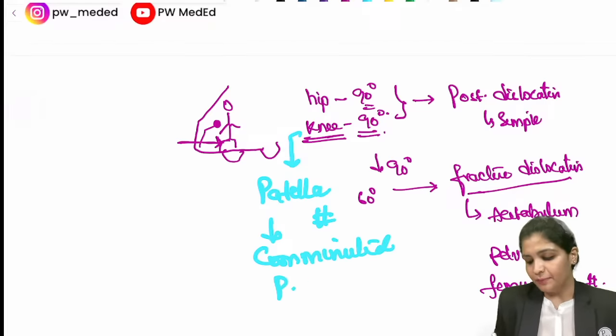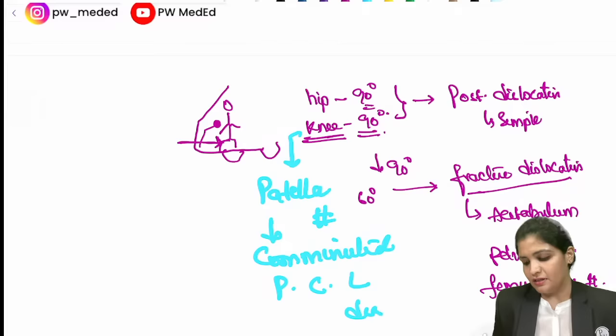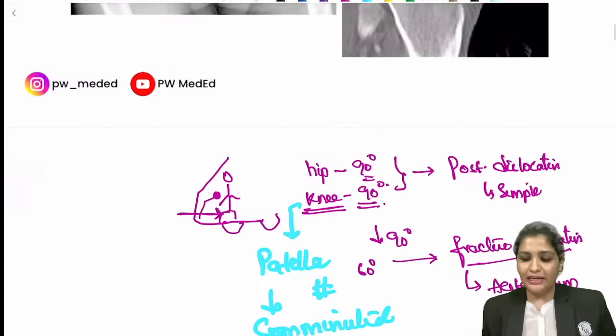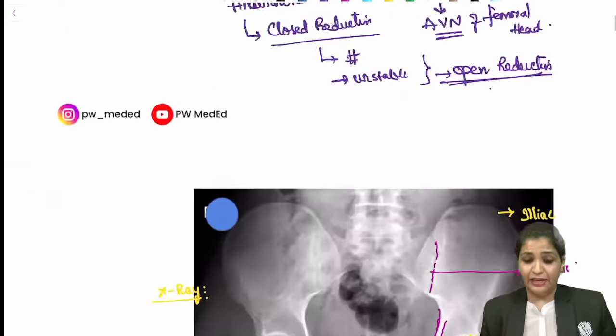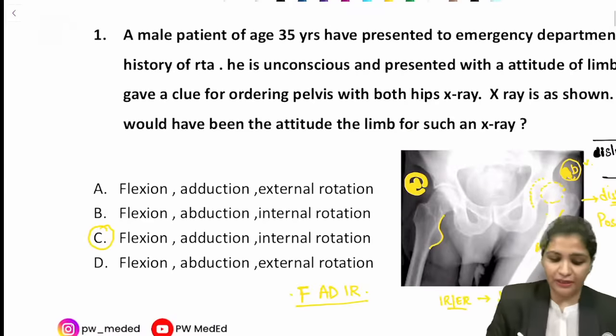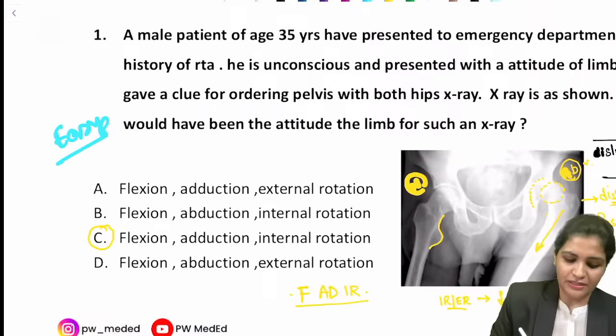And there could be a PCL disruption, that is your posterior cruciate ligament disruption. So these are the complex of dashboard injuries. Answering this, the father, is a basic question. This is usually an easy question, right? So what is the attitude of the limb?